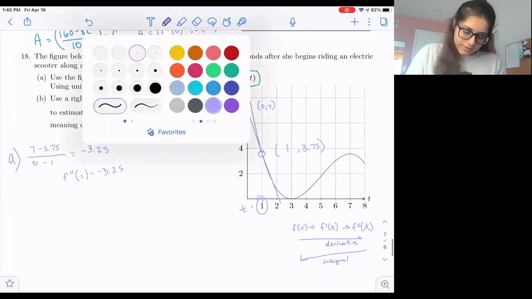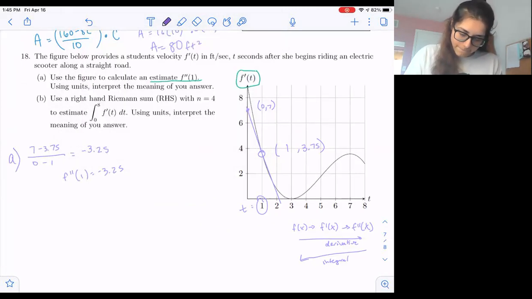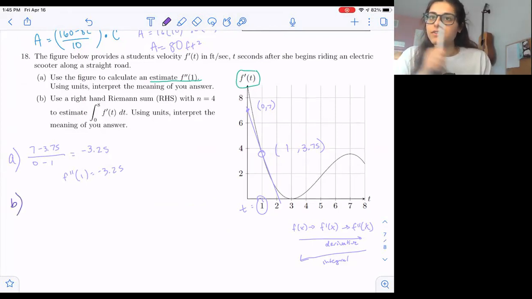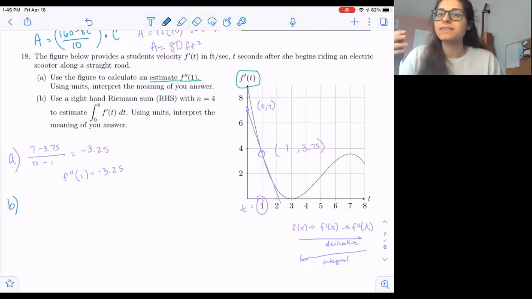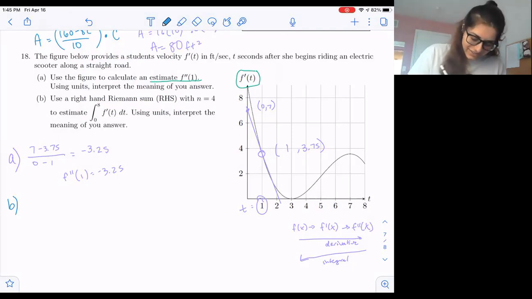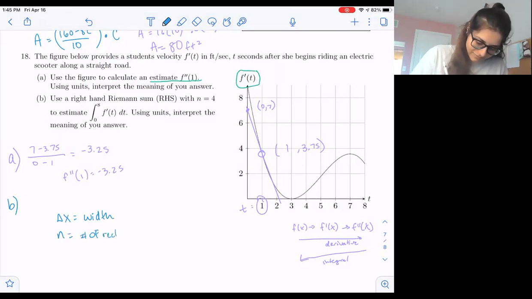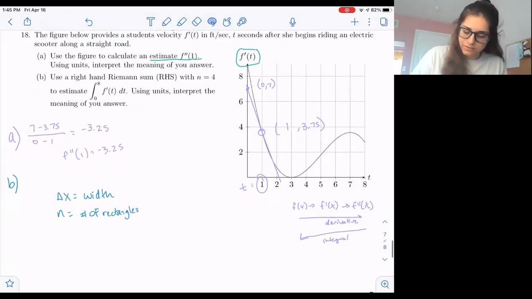Now I want to find the integral. So now we're going the other way, from f prime of x to the original, just f of x. We're going to use a right-hand sum with n equals 4. n equals 4 tells us the number of rectangles. Change in x tells us width, and n equals number of rectangles. That's pretty important notation to memorize.